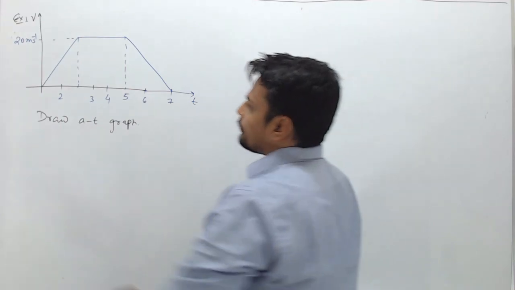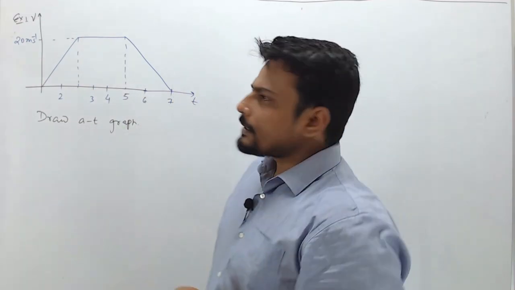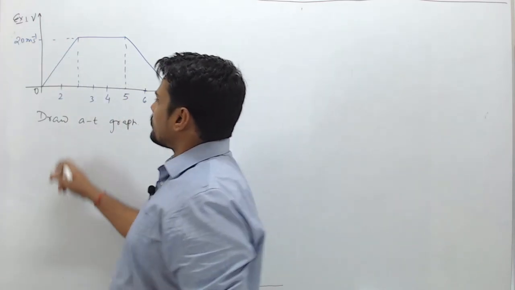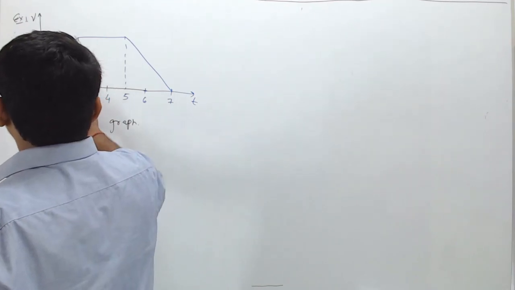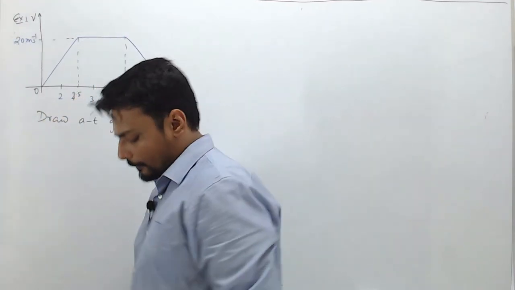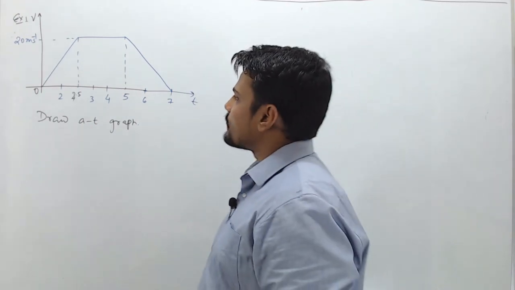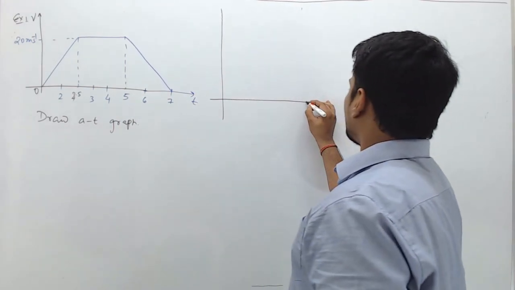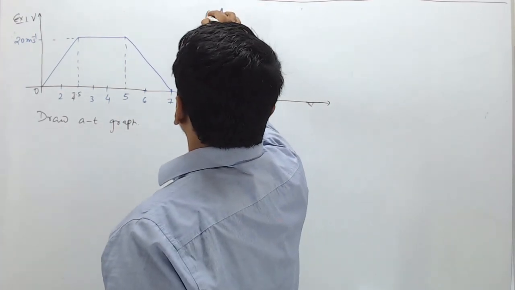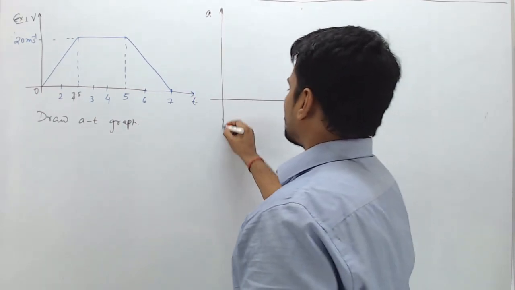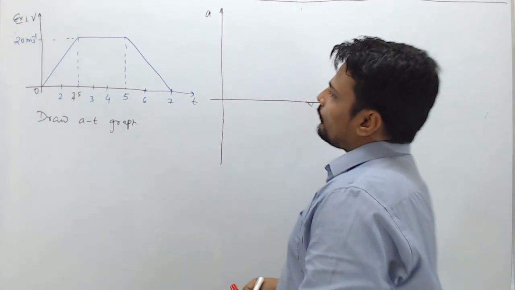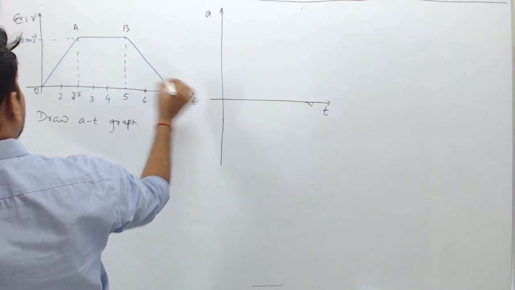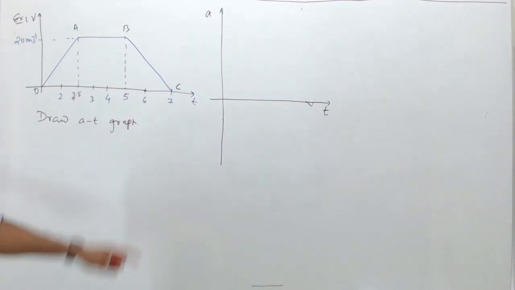If I want to draw the acceleration time graph, we need to understand what the acceleration is. Suppose this is time t equals 0, and this midpoint is 2.5 seconds, my bad. We must do some calculations. Let us suppose this is your acceleration time graph. Let me name the points O, A, B and C. Watch carefully.